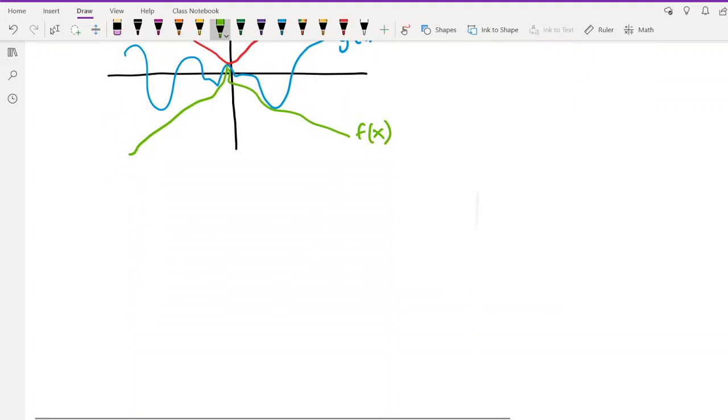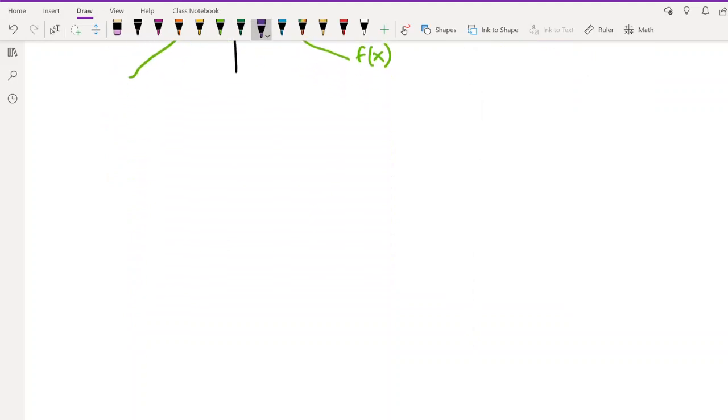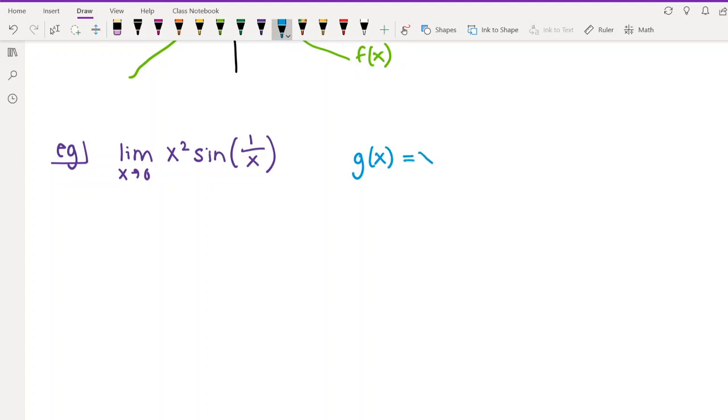Okay, so let's jump back into an example, and we're going to do the example that I had written earlier. So let's say that we're trying to find the limit as x approaches 0, again, of x squared times sine of 1 over x. So let's call that function g of x. So g of x is equal to x squared times sine of 1 over x.